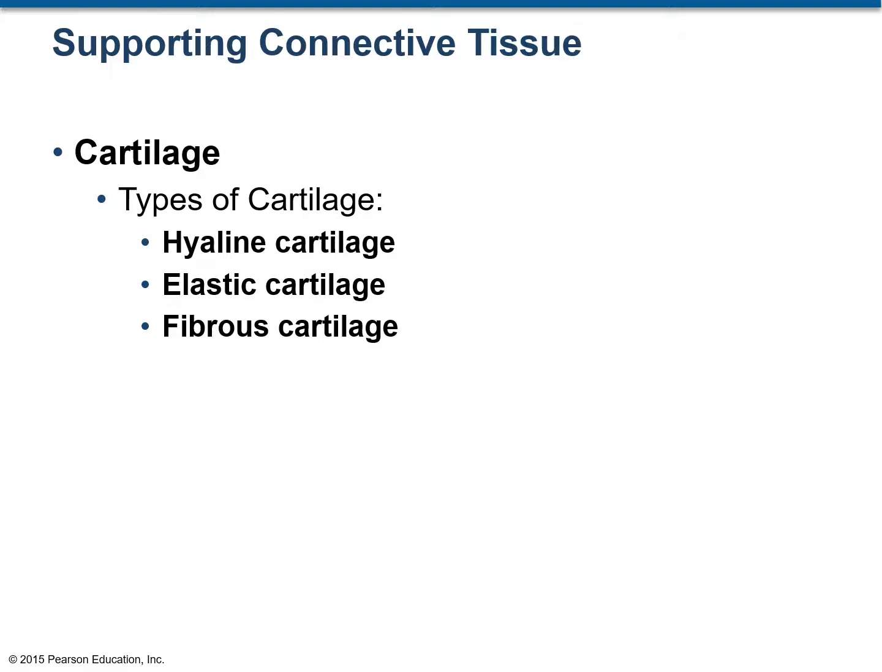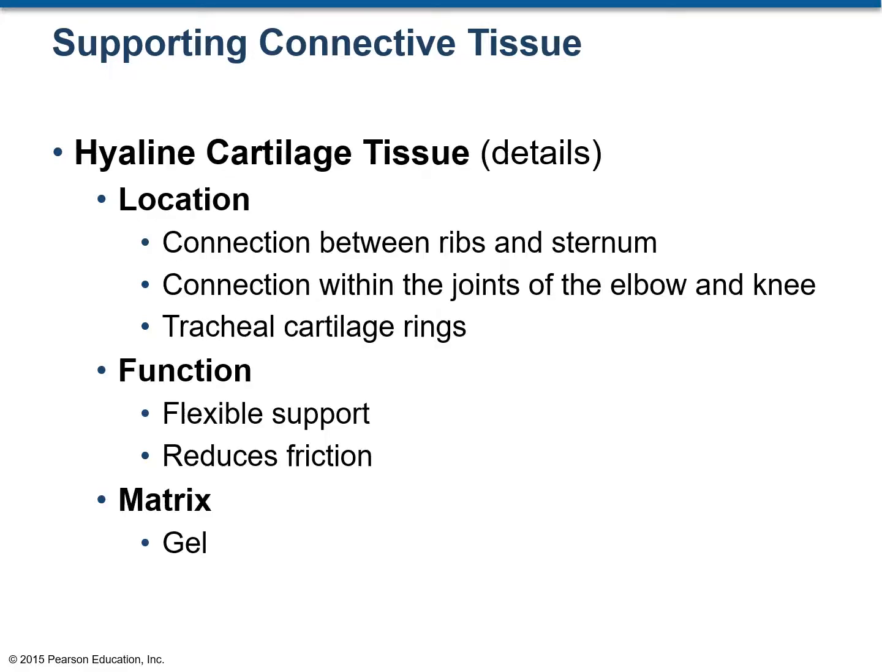There are three types of cartilage in the human body: hyaline cartilage, elastic cartilage, and fibrous cartilage or fibrocartilage. Hyaline cartilage is found, for example, in the connection between the ribs and the breastbone, which is the sternum. It is also present in the C-shaped cartilage rings in the trachea that help the trachea maintain its shape. The function of hyaline cartilage is to provide flexible support that reduces friction.